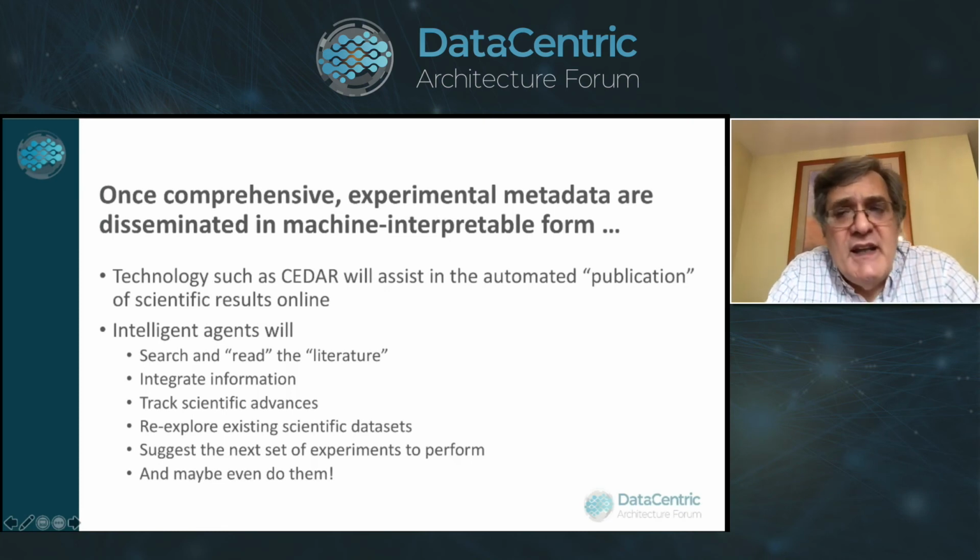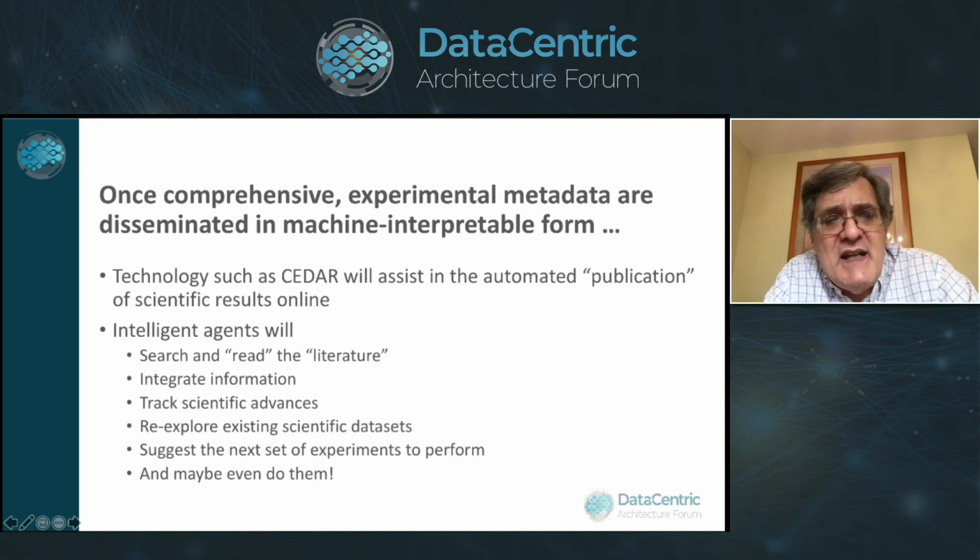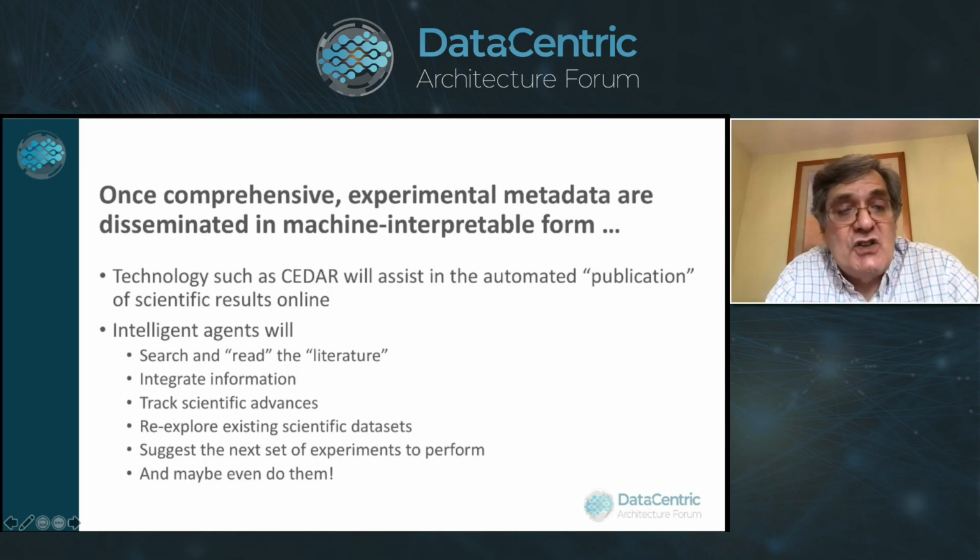And ultimately, if we can have semantically rich metadata that are standardized and predictable, then intelligent agents are going to start searching the web and, if you will, read the literature by examining the metadata that accompany online data sets. And those agents will be able to integrate the information in ways that is simply not possible now. They'll be able to track scientific advances, tell us when new experiments have been done that we want to know about, help us to re-explore existing data sets, and suggest a new set of experiments that might be the next logical consequence of the experiments that other investigators have already done.